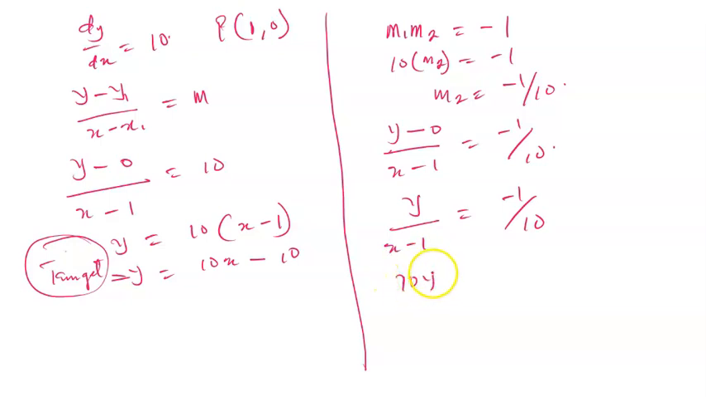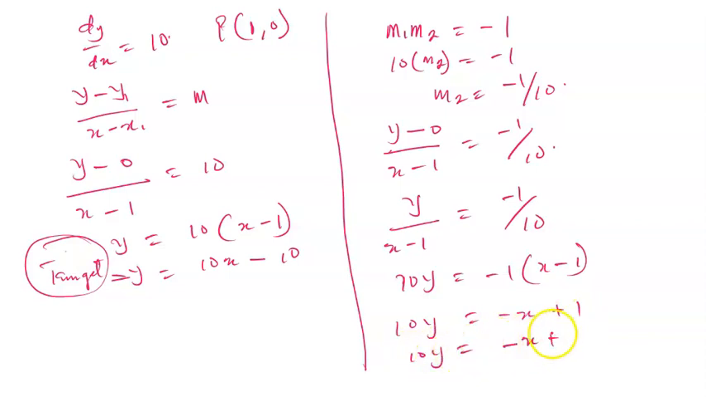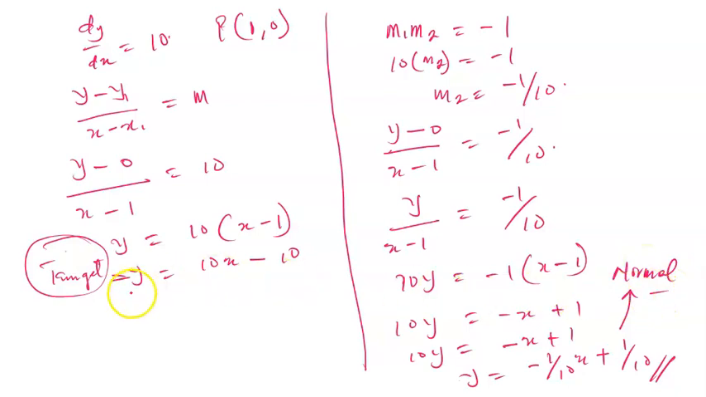So y over x minus 1 is equal to minus 1 over 10. That's 10y equals minus 1 times (x minus 1). 10y equals minus x plus 1. Y equals minus 1 over 10 x plus 1 over 10. You can obviously rearrange. With this, we have been able to define the equation for the normal, and also we've defined the equation for the tangent.